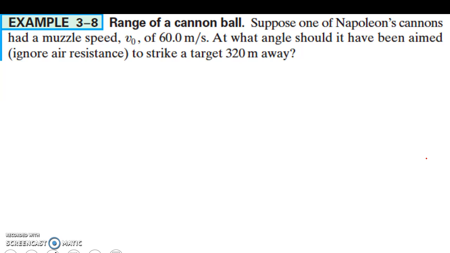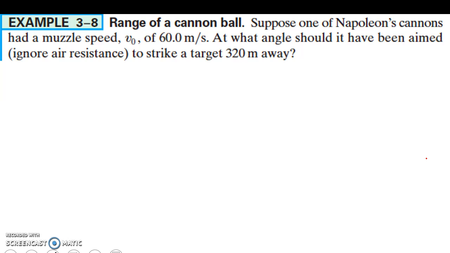Okay, range of a cannonball. So let's say we have Napoleon's cannon here, and it has a muzzle speed of 60 meters per second. At what angle should it be aimed, ignoring air resistance, to strike a target that's that far away?